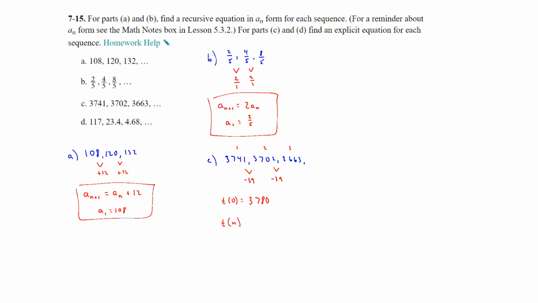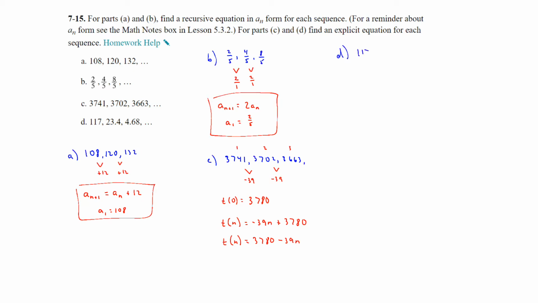explicit form. So T of n is equal to negative 39n, because that's what's happening. You keep adding negative 39n plus your initial term at term 0, 3,780. And if you chose to write it with the initial term 3,780 and then you're subtracting 39 times n every single time, either one of those is fine. Alright, let's go on to D.